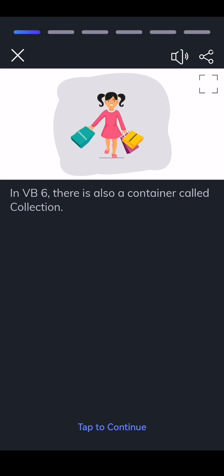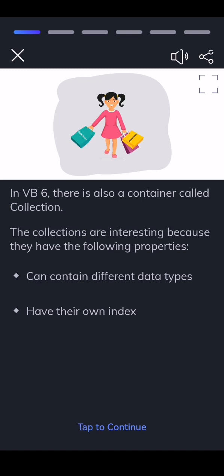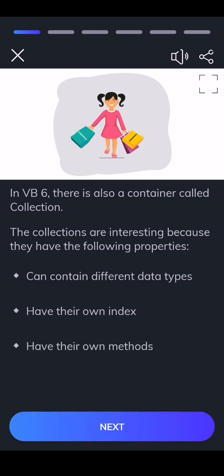In VB6, there is also a container called Collection. Collections are interesting because they have the following properties. They can contain different data types. They have their own index. They have their own methods.